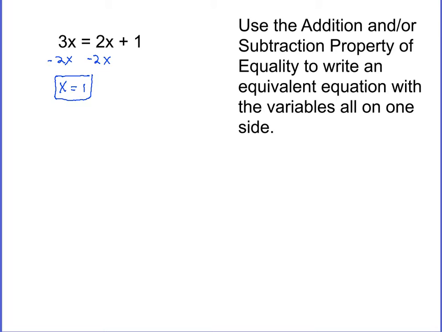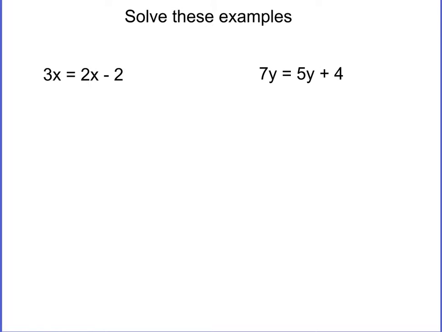So that's all we have to do today. The equations are going to get a little more complex than this, though. All right. 3x equals 2x minus 2. So subtract 2x. Get all the variables to one side. That would be x equals negative 2. Don't forget that this minus symbol here goes with the 2.